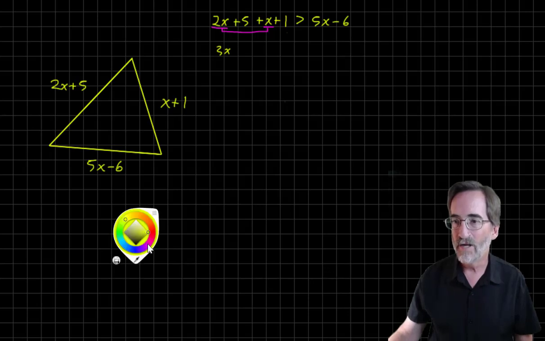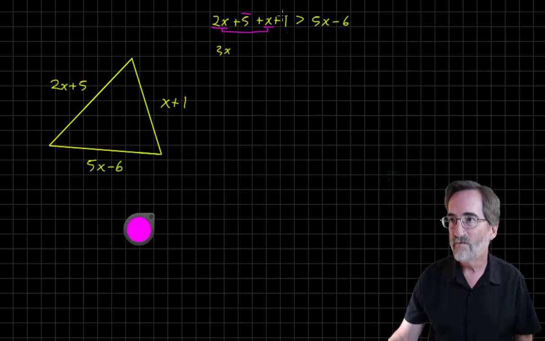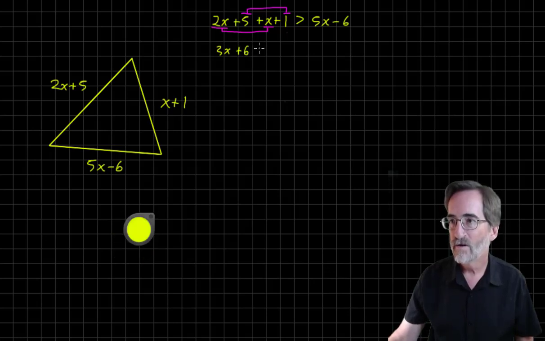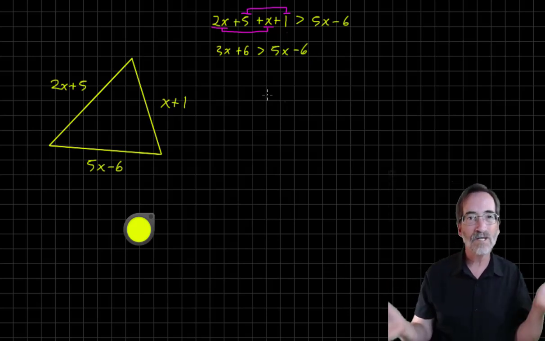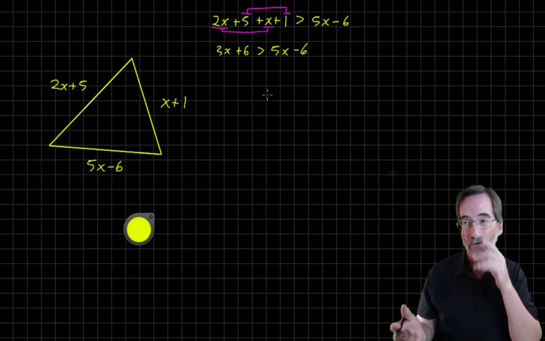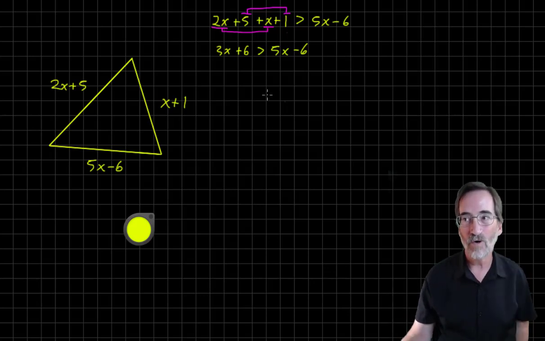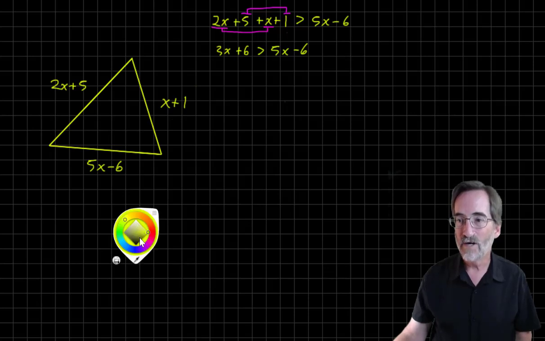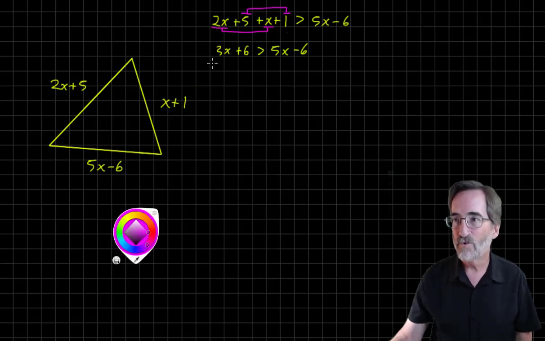And we can combine 5 and 1. When we combine those, 5 and 1 make 6, greater than 5x minus 6. Okay, now we've got an x on both sides of the inequality. We get rid of one of them. Now there's no rule about which one you want to get rid of, but I'm going to get rid of the smaller one because I like positive numbers instead of negative. So 3 is smaller than 5, so I'm going to subtract 3x from both sides.